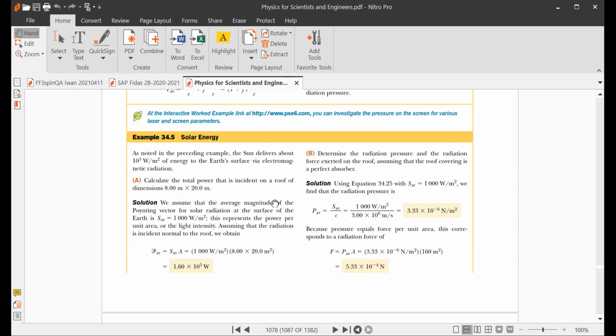So this area is 160 meters squared, okay? So the force exerted on the roof caused by the radiation pressure is this one. It's very small, yeah? It's very small, compared to what we calculated in elementary physics 1, last semester. Any question? No, okay.